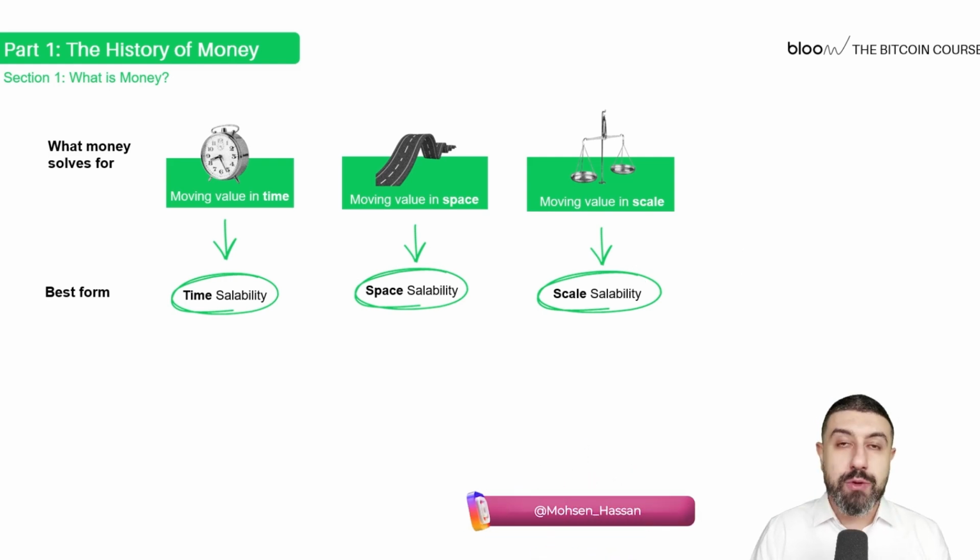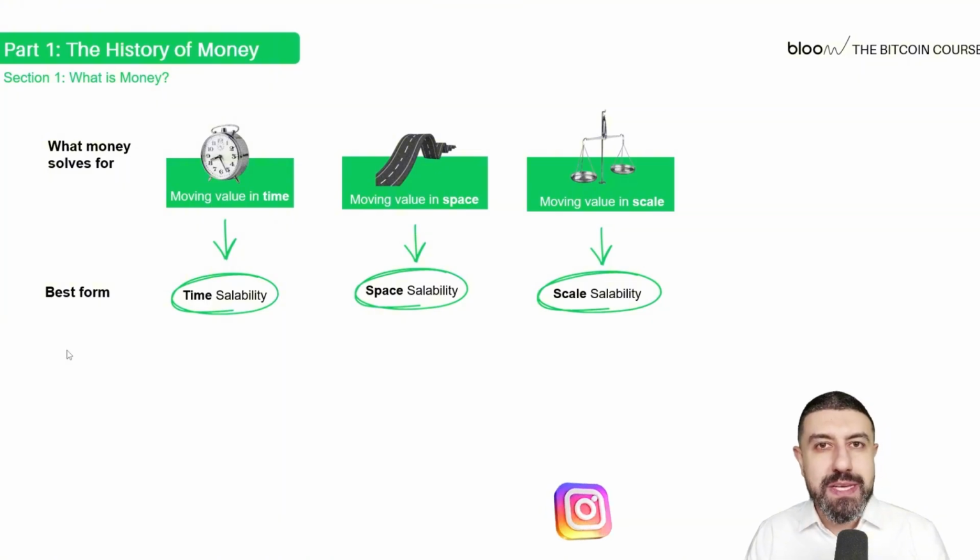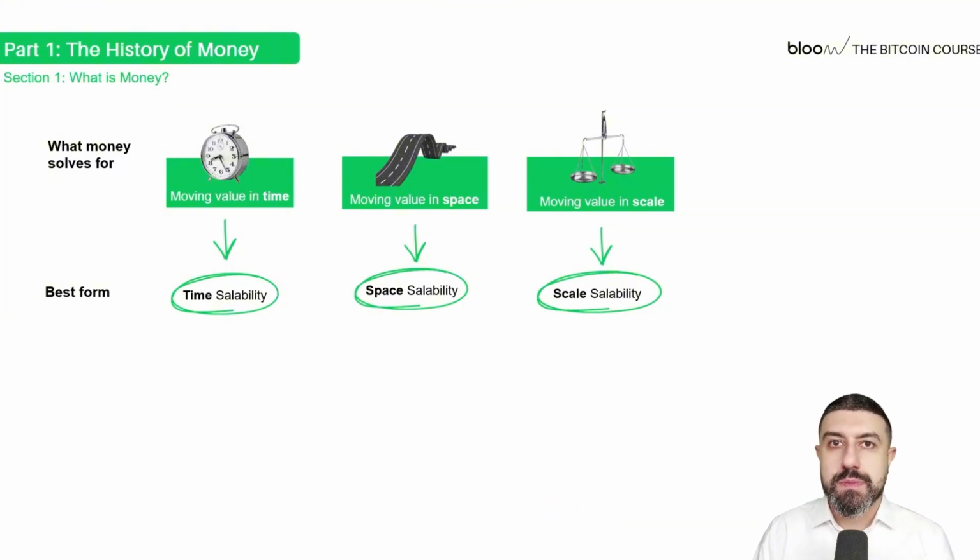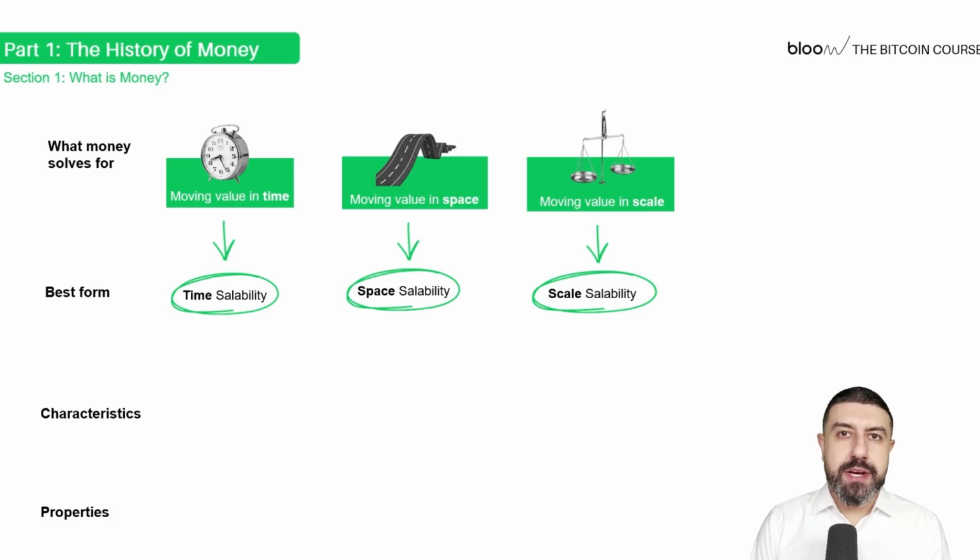So here we figured out two things already. We figured out what money solves for, and because of that, we figured out what would make the best form of money for us to use. So having gone over salability and understanding that the best form of money is the one that's the most saleable across time, space, and scale, we can now turn our attention to properties and characteristics of money.